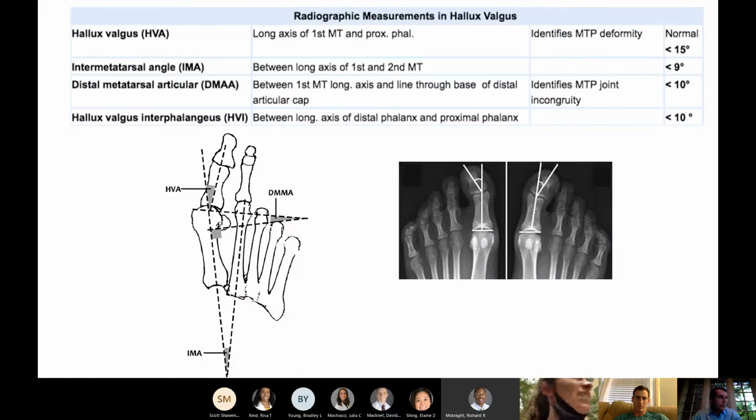These are those angles that I was referring to classically. The 2 main angles that people care about are the intermetatarsal angle, which is really a measure of how varus the first metatarsal is, and the hallux valgus angle, which is a measure of how valgus the toe is relative to the first metatarsal. There are other angles like the distal metatarsal articular angle and hallux valgus interphalangeus. I don't think they're going to test what's normal on those directly, but they will test what to do specifically if you have abnormalities in them, with a few other features that are a little bit easier to characterize.